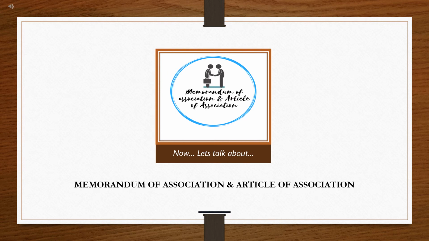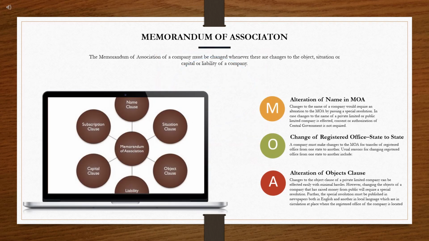Let's understand about Memorandum of Association and Articles of Association. The Memorandum of Association of a company must be changed whenever there are changes to the object, situation or capital or liability of a company. Memorandum of Association of a company sets down the constitution of a company including the permitted range of activities of the company, state of incorporation, type of company, capital clause, liability clause and more.